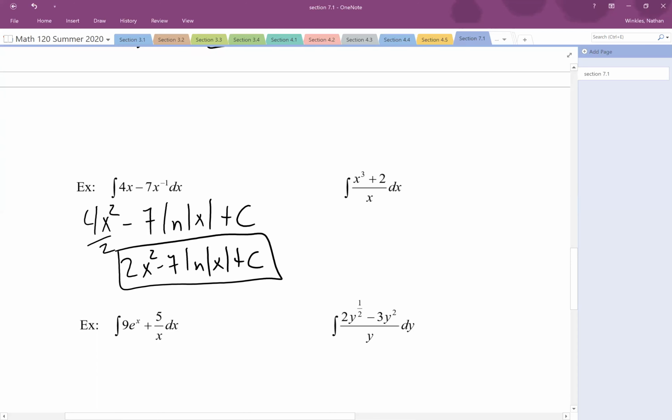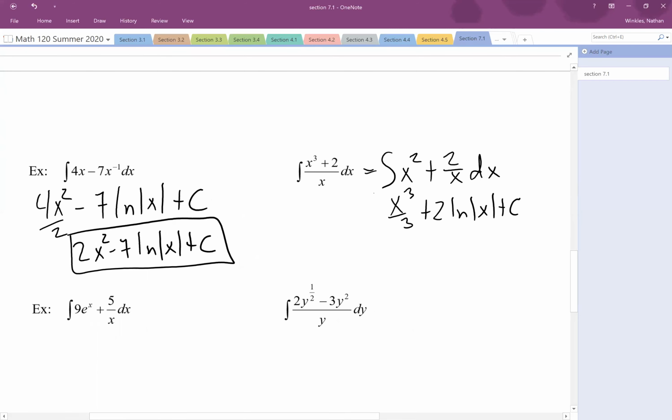Again, we don't have division rules, so we need to divide this into each term. So this becomes the integral of x squared plus 2 over x dx. We integrate this to get x cubed over 3 plus 2 times the natural log of the absolute value of x plus c as our answer here. Because remember, 2 over x is the same as 2 times 1 over x, and the antiderivative of 1 over x is just natural log absolute value of x.